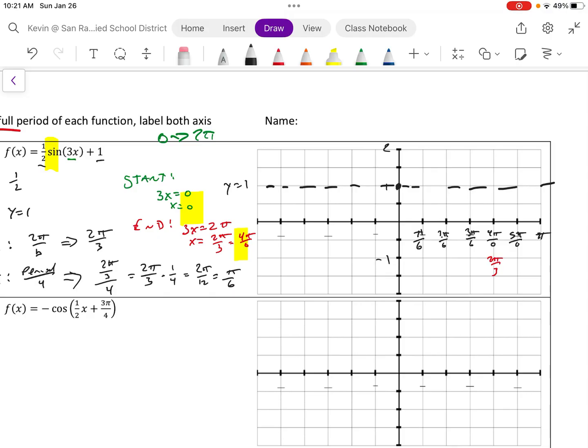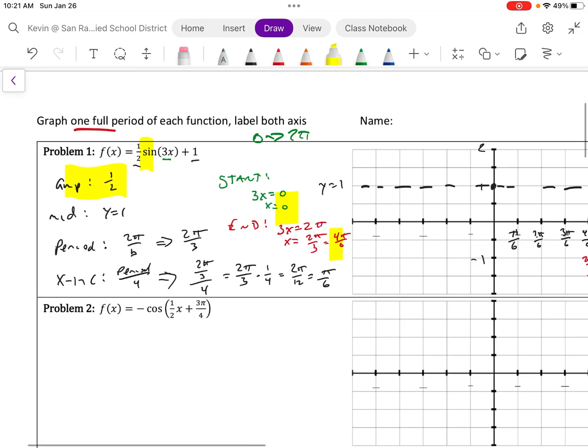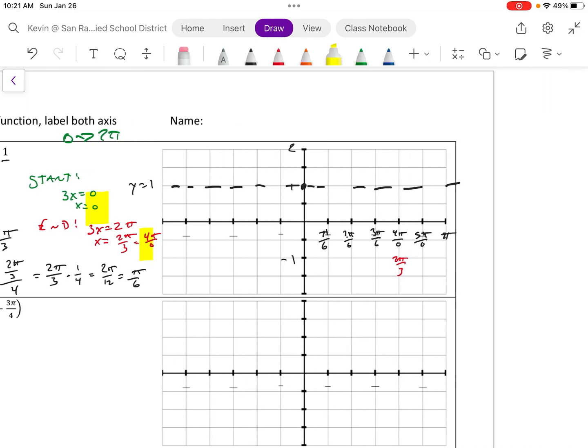So I'm going to come over here. I'm going to start at 0. Starts at the midline. What was my amplitude, right? My amplitude is 1/2, so it's a good thing I kind of spaced it out that way. So I'm only going to go up 1/2. Now I'm going to go from my x increments were pi over 6. So here I'm going up 1/2.